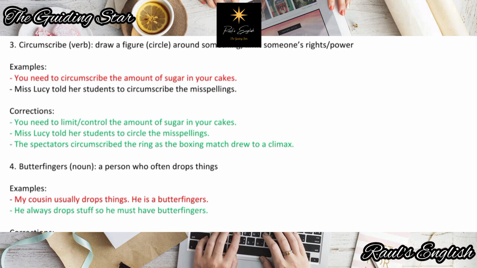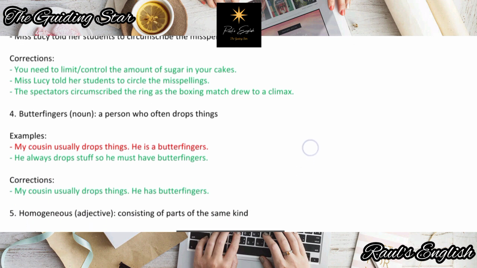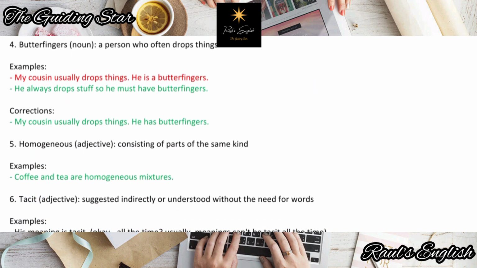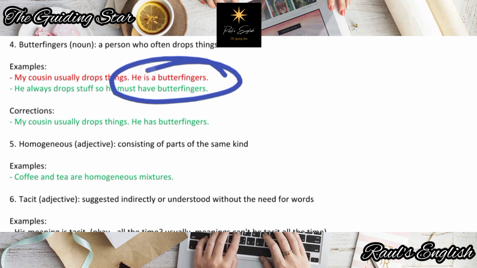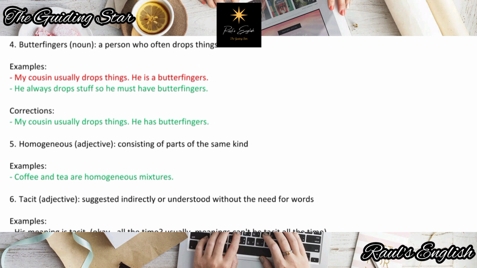Alright, Butterfingers is a noun, a person who often drops things. Alright, let's see what that is. So my cousin usually drops things. He is a Butterfingers. It's not really wrong, but you usually don't use it. You usually don't say he is a Butterfingers. He has Butterfingers. So he always drops stuff, so he must have Butterfingers. Good, that's a very good sentence.